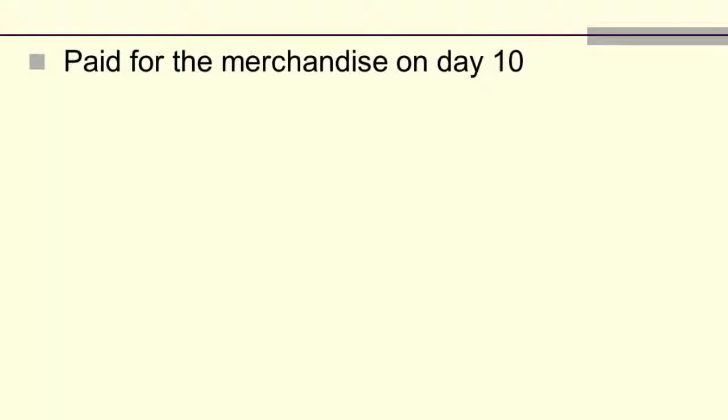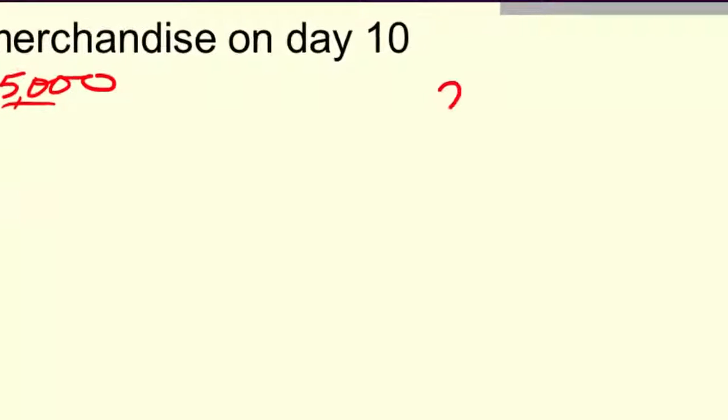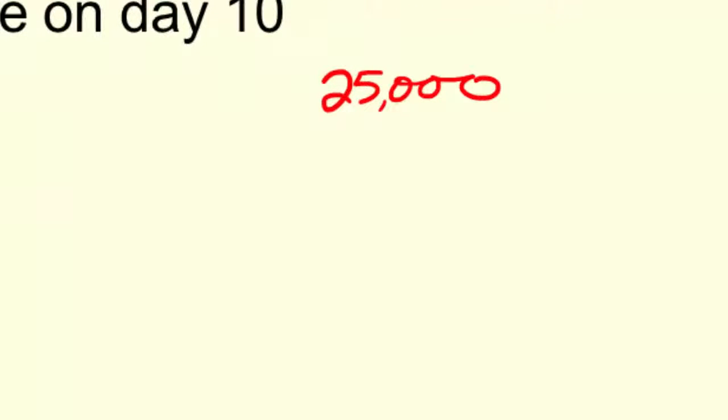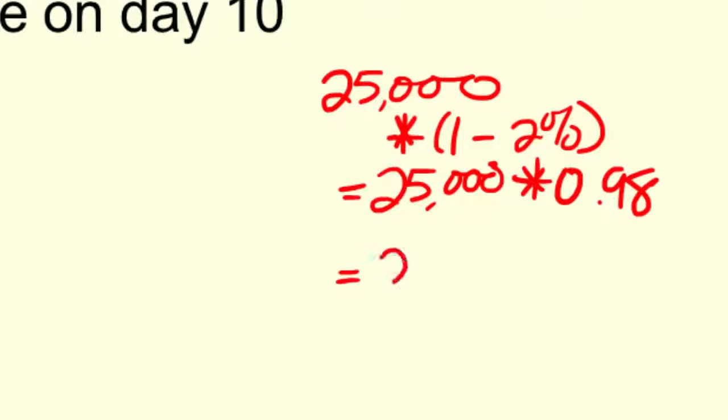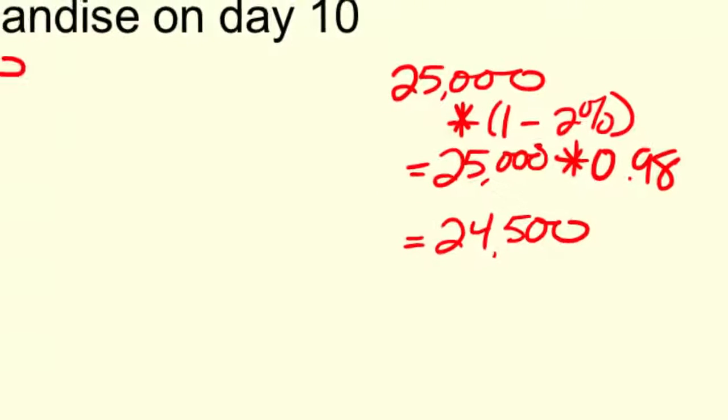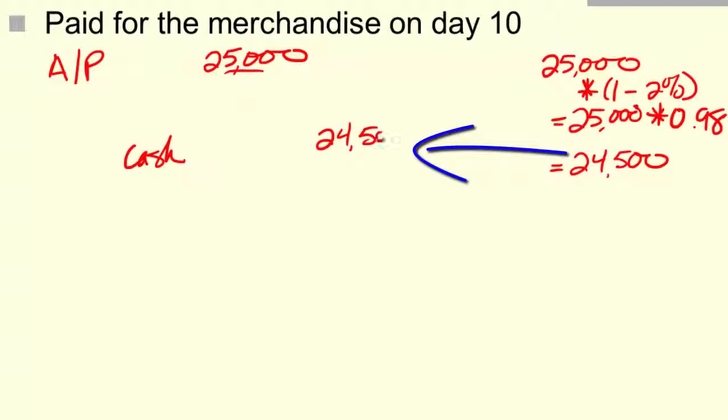In this case, we paid for that merchandise, so we're getting rid of that accounts payable, $25,000. And we paid cash, but I didn't have to pay $25,000 in cash because I got that discount. So let's see, $25,000. And you can do this a couple of ways. The easiest way is to multiply by 1 minus the 2%. So this becomes 25,000 times 0.98, 24,500. So that's the actual cash that I'm paying out.